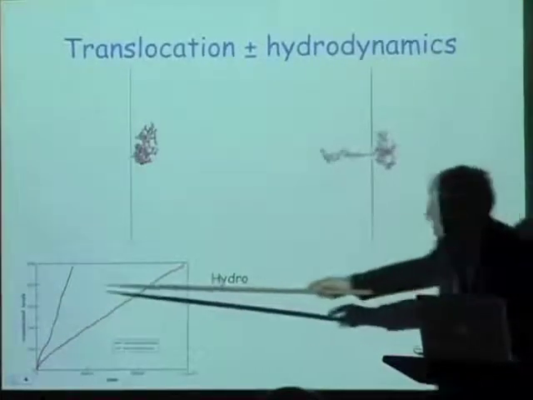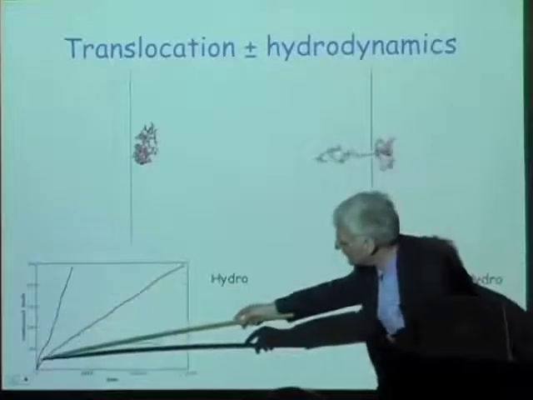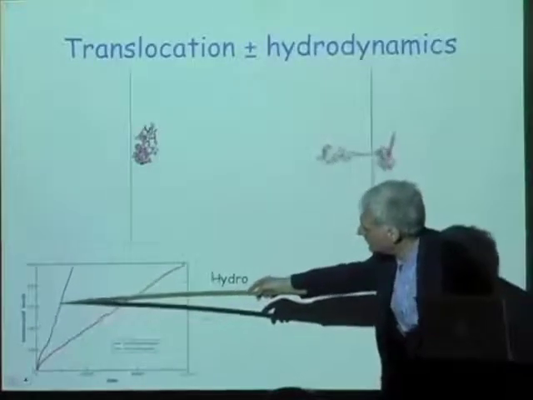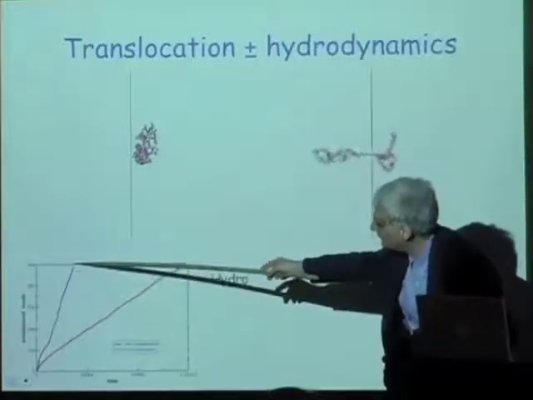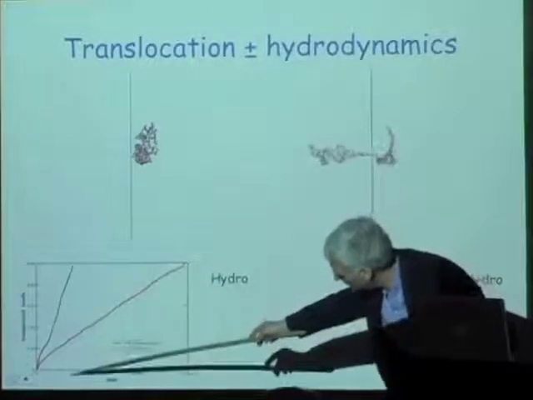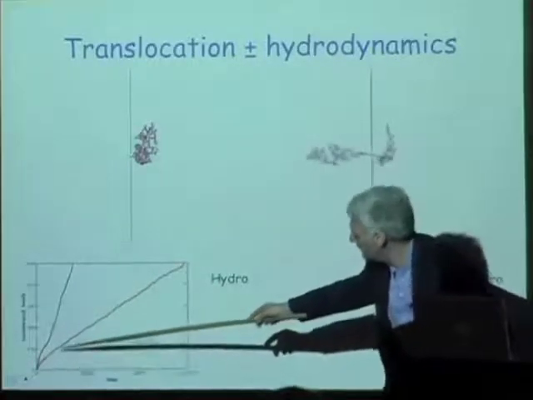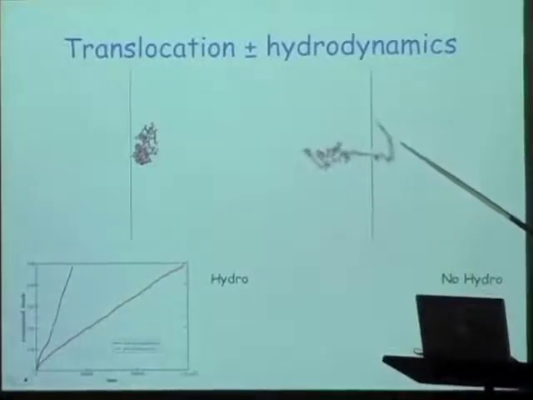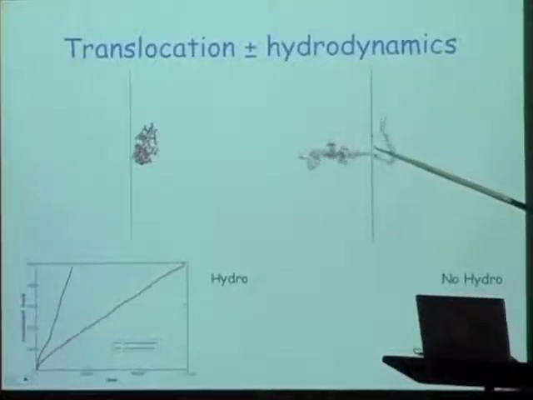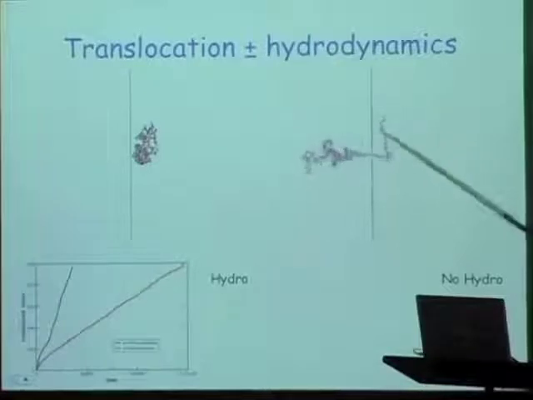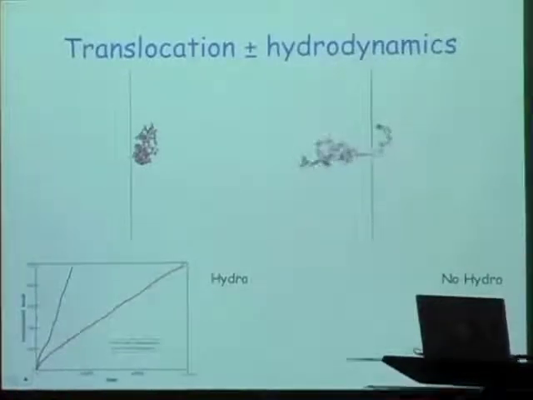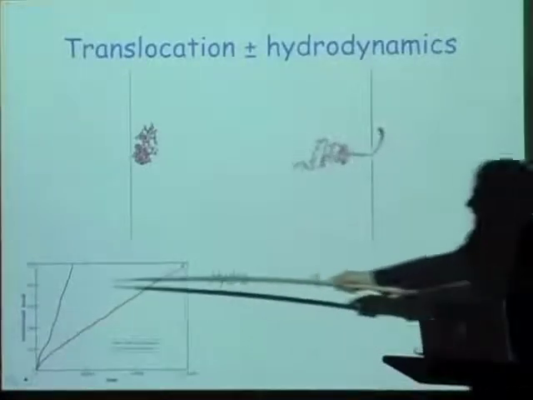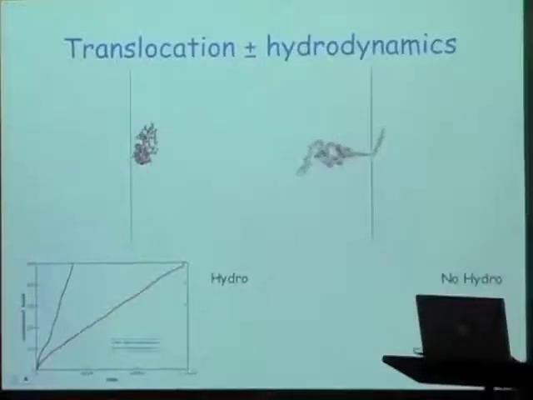And this is a typical trajectory. This is the number of beads which have translocated as a function of time. With hydrodynamics, you translocate here, in this case, after 20,000 steps. And without, it takes forever, you see? It takes a long time, because here the polymer doesn't get any help from the fluid. So when you track individual trajectories, and you have to track many of them, you have to do a lot of statistical sampling, you see really a zoo of different behaviors.